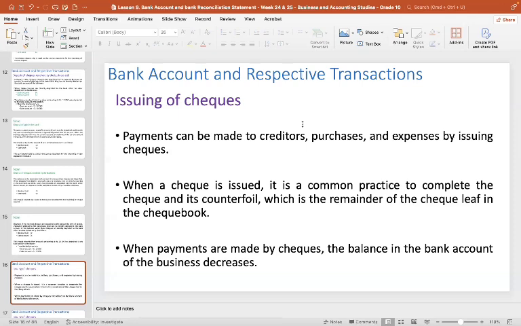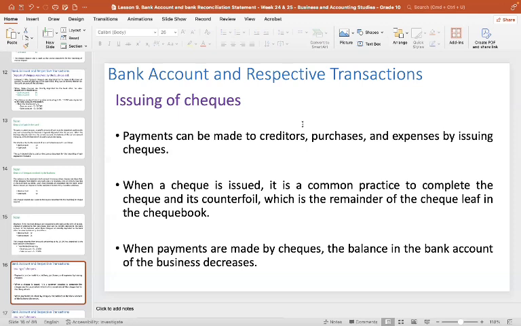So when we are issuing a check, that means when we are making a payment, what we do is we record all these details on the check initially. That is to whom we are making the payment. Is it cash or is it account pay? What is the amount, and your signature. And on the other hand, what you are doing is on the counterfoil.